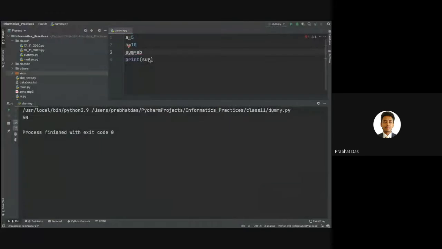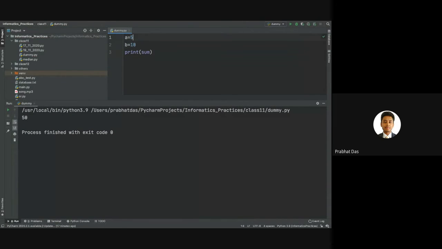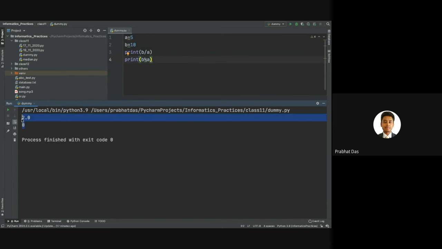Okay, so let me show it practically. Let's say I need to perform B by A. Let's see what kind of output we get. We get 2 as the output. That means it is returning the quotient. What if we perform B modulus A? In this case, you can see that we're getting the output to be 0, because here we are getting the remainder.